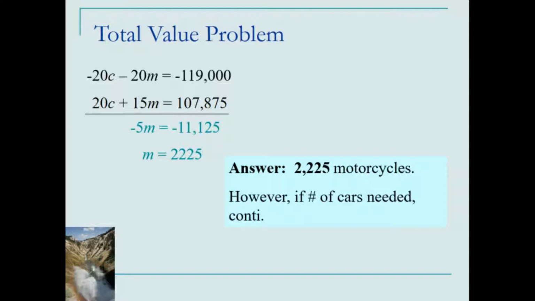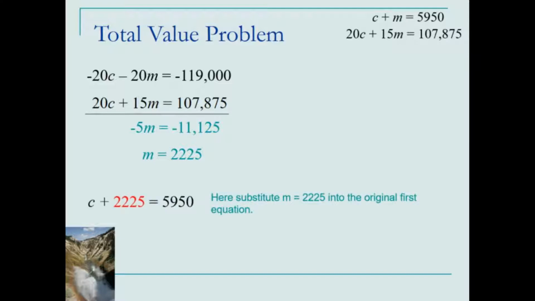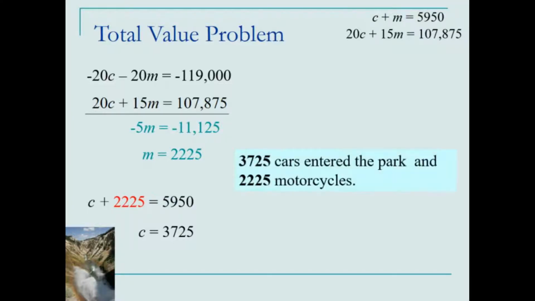So if the number of cars had been asked, we would simply replace M with the value that we found, the 2,225, in either one of the equations. Here, showing we've used that first equation, replacing M with 2,225. Solving for C, we'll subtract 2,225 from both sides, resulting in C having the following value listed there. So in the event it had asked for both answers, we would have expressed it as shown here.